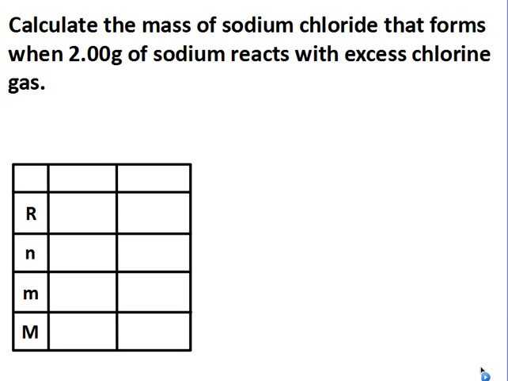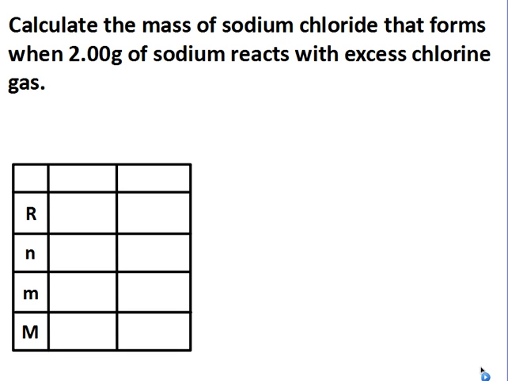Now the problem we're working with today is this one: calculate the mass of sodium chloride that forms when 2 grams of sodium reacts with excess chlorine gas. Now, excess for chlorine means that there's plenty of chlorine there, so all of the 2 grams of sodium will react to form sodium chloride.